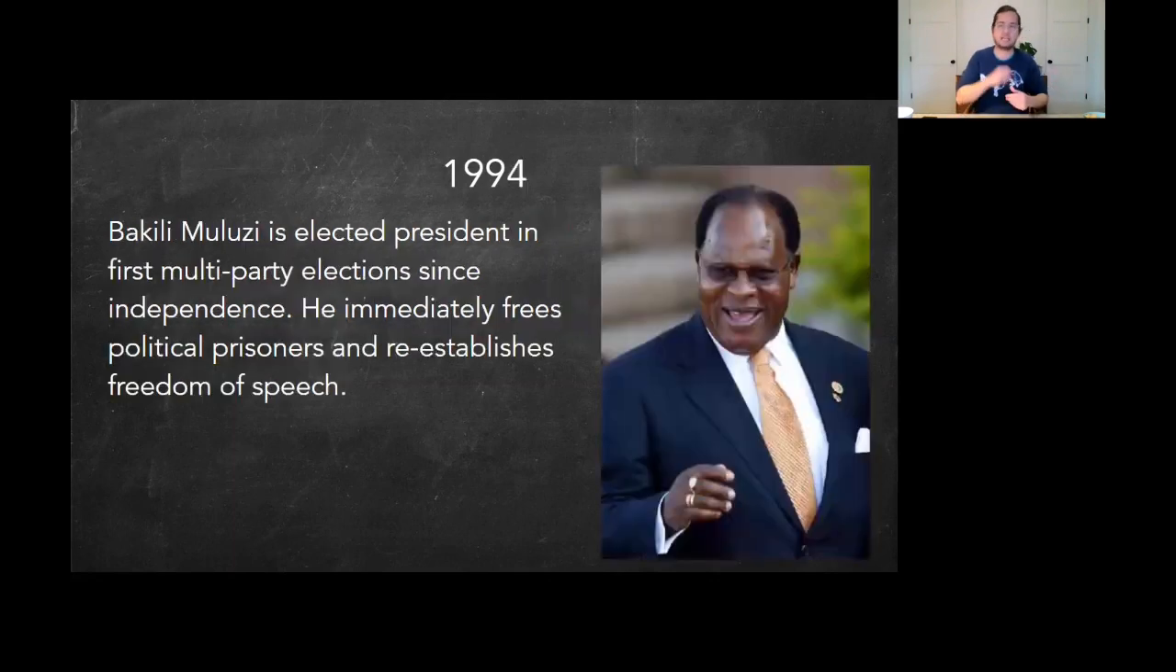So in 1994, they have an election. Bakili Muluzi becomes the elected president of the first multi-party election, where again, you have more than just one party. So you're always going to have multiple people on the ballot. You're getting closer to a free and fair election. He immediately frees the political prisoners and reestablishes again this right of freedom of speech. Okay.